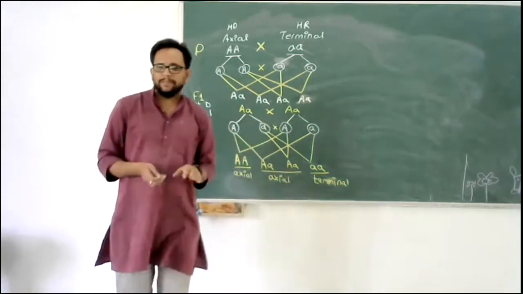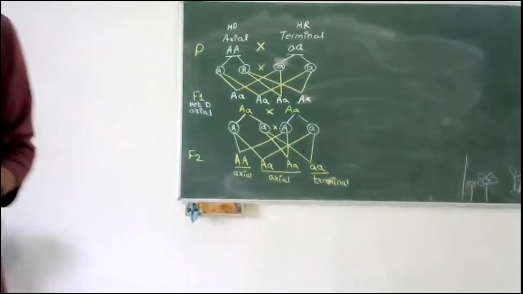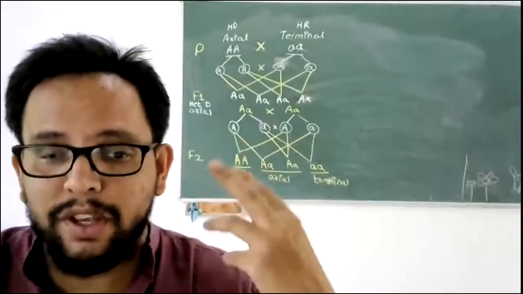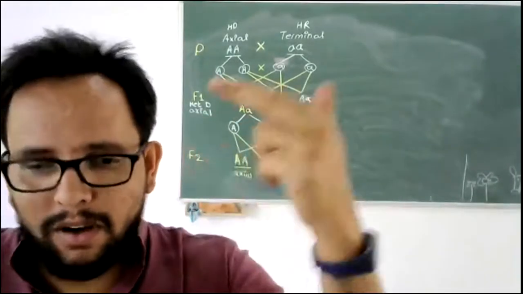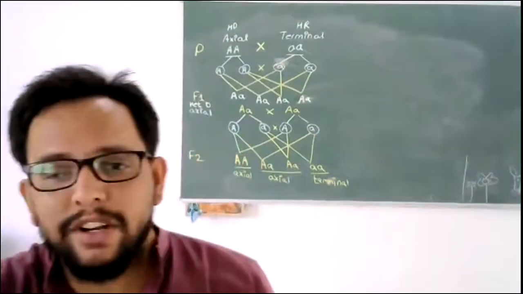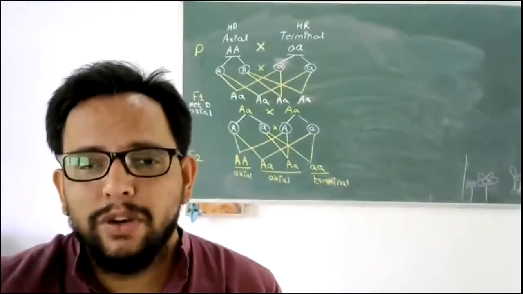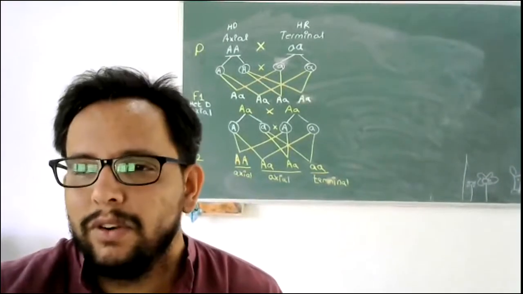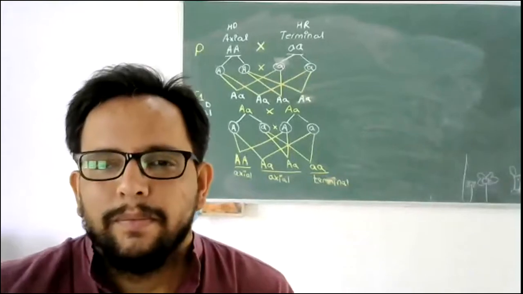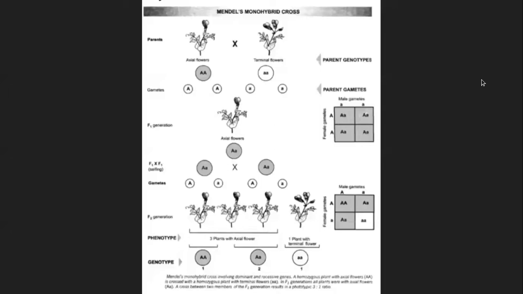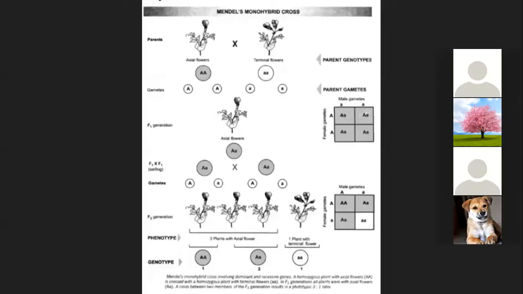Terminal. Okay. Any question here? Have you understood this possibility? We are going to see two more examples of the same monohybrid cross, which will explain in quite some detail everything that you need to understand for the monohybrid cross. But as of now, does anyone have any question? Or shall I assume this is understood by everyone?